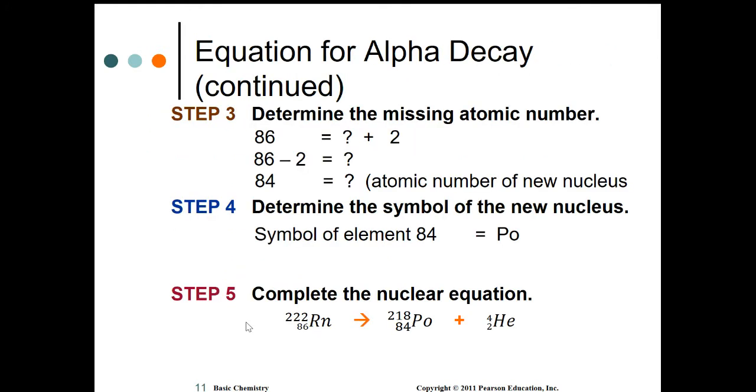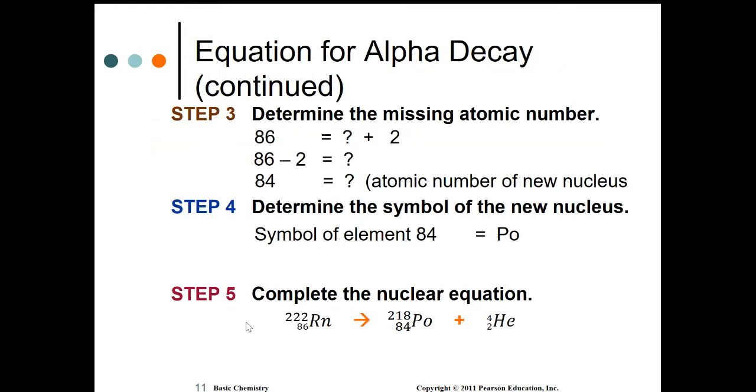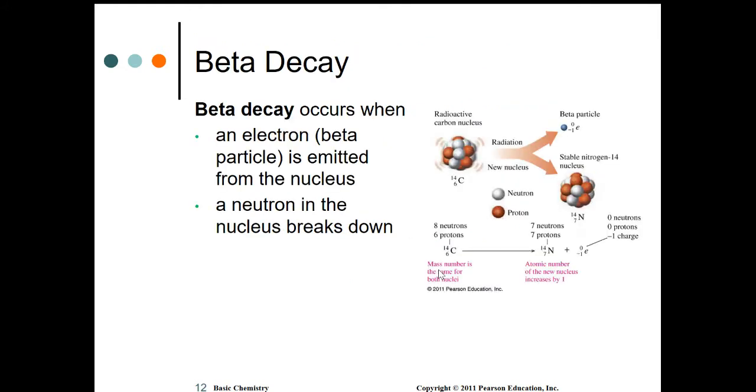Now, how do you determine the missing atomic number? If you go back, the atomic number is 86. Then there's this question mark, plus the atomic number of the helium, which is alpha, which is 2. So 86 minus 2 becomes 84. You look in your periodic table, what is 84? It's polonium. Then you write and complete the nuclear equation. Just copy whatever I had earlier, and I just added the new element formed as polonium 218. So that's pretty much it for alpha decay.